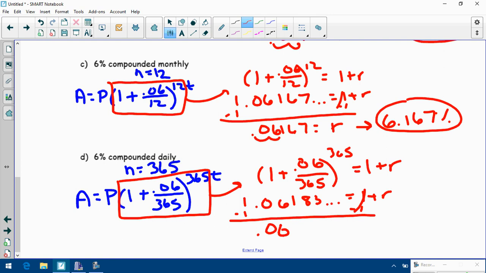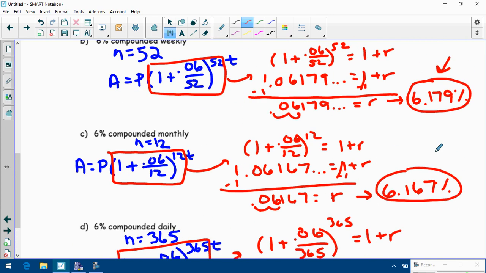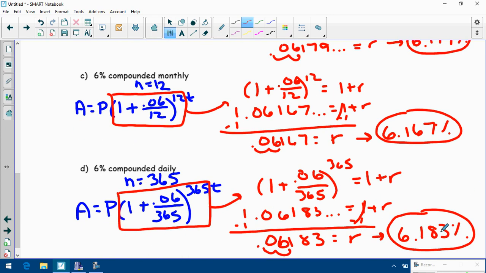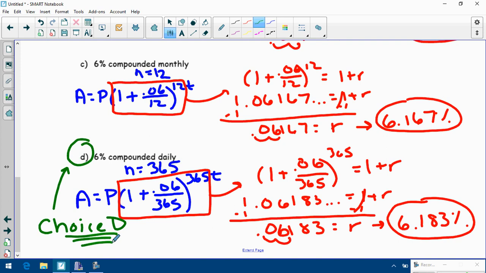So 0.06183 equals r. Decimal place 2 to the right gives us a 6.183%. So is that closer to 6.2 than our other 6.179? It sure is. So which one is the closest? My answer is choice D. Wasn't that annoying? But hopefully that gave you an idea of how to set up these types of problems, because you can see it's really the same process over and over and over.